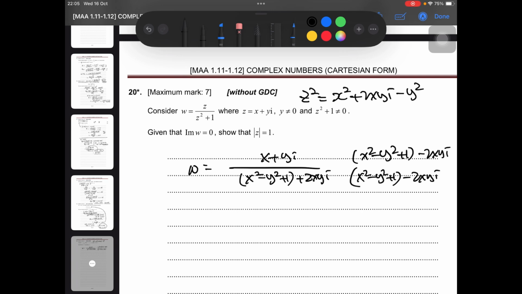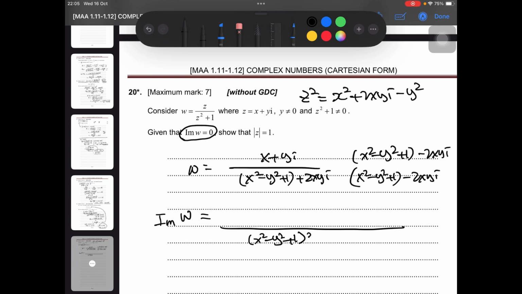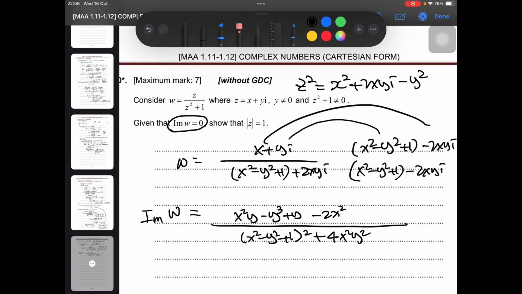But this looks so complex. But we want to know only that the imaginary part is 0. So just let me find only the imaginary part, not all. So the denominator is (x squared minus y squared plus 1) squared plus, because of i squared, 4x squared y squared. And the imaginary part, when they meet together, is x squared y minus y cubed plus y and negative 2x squared y.